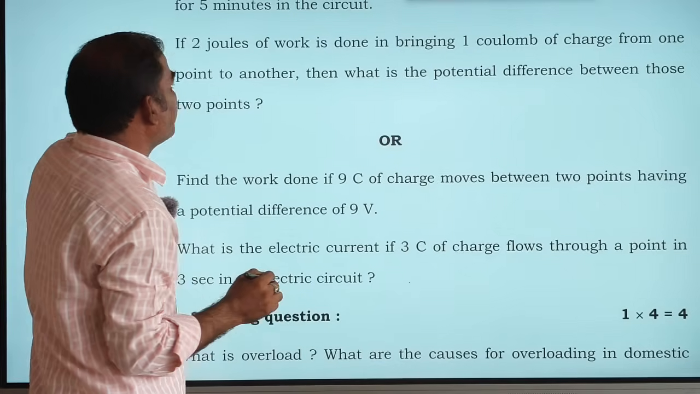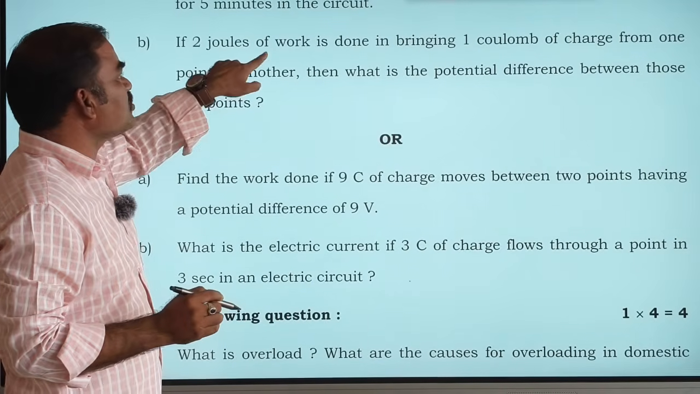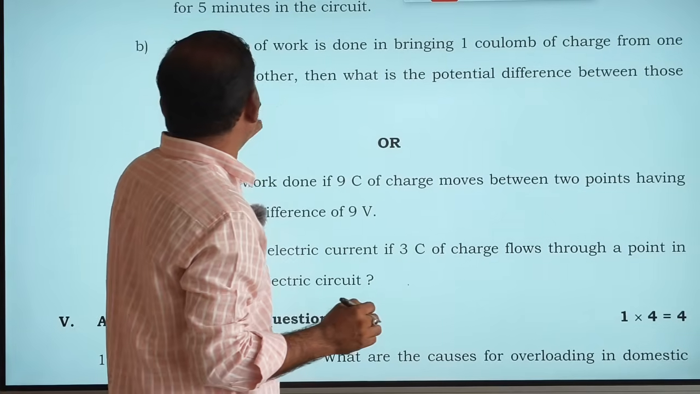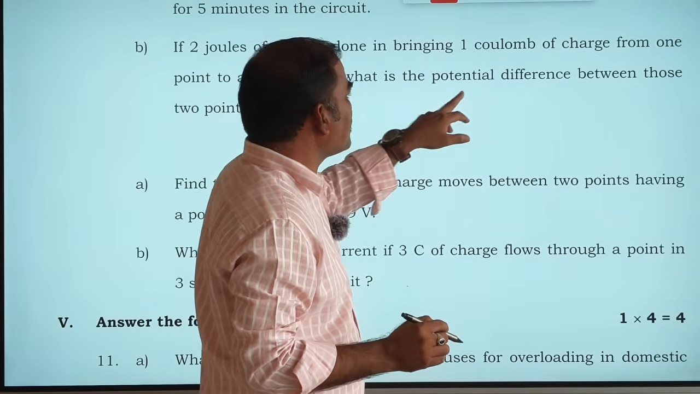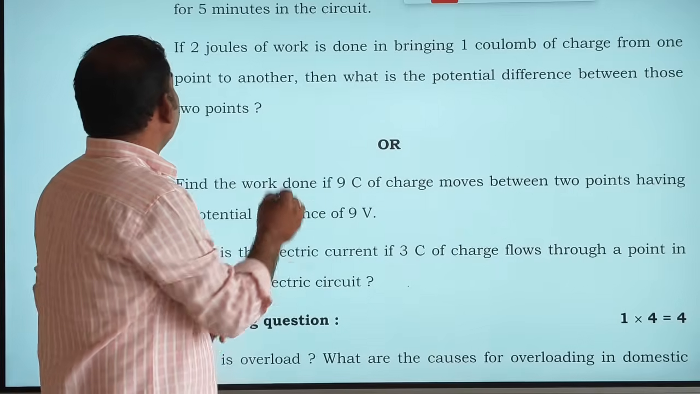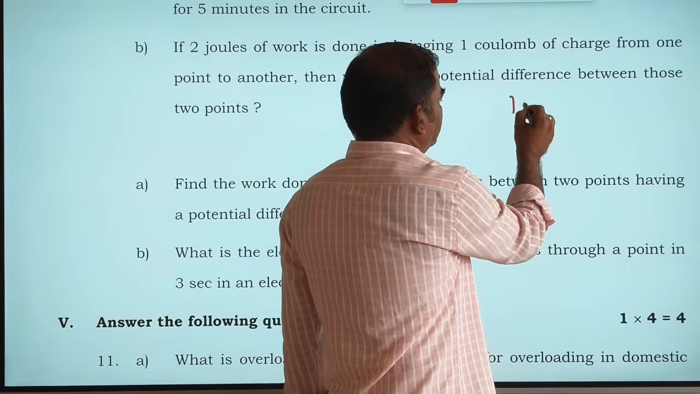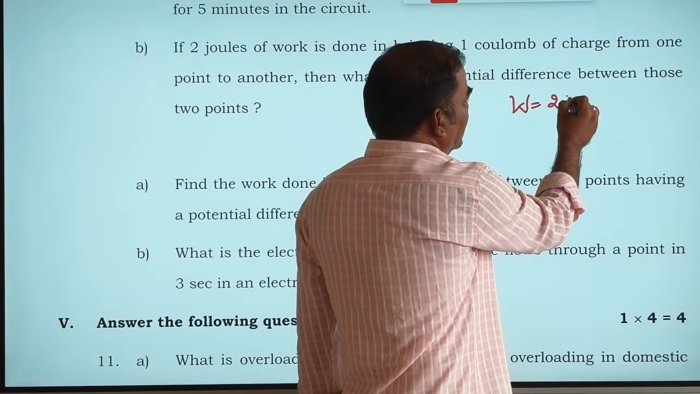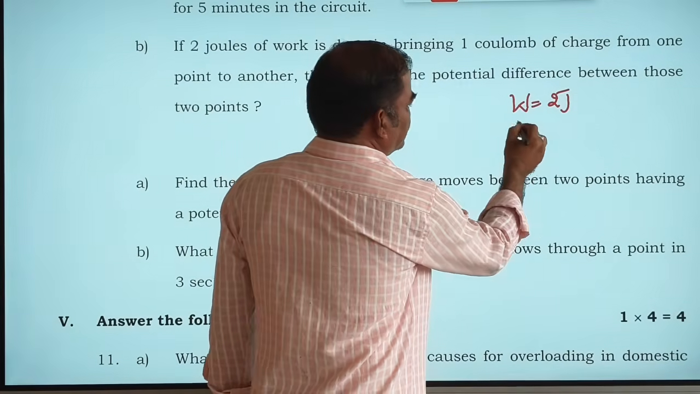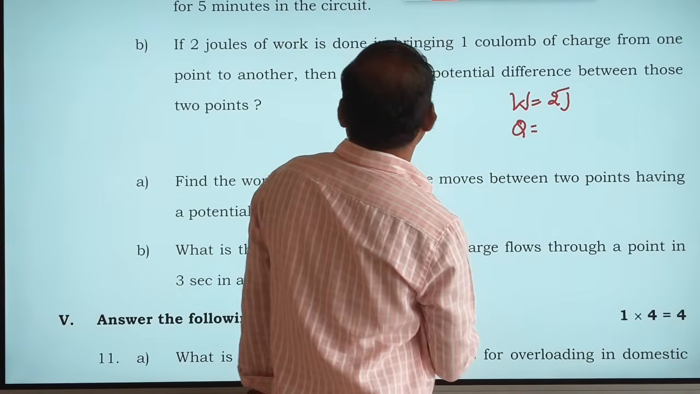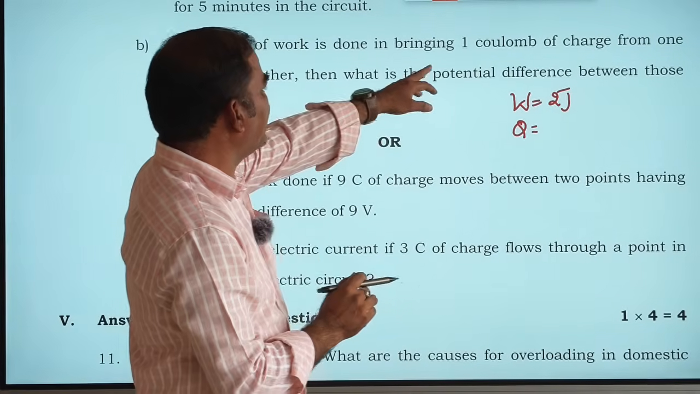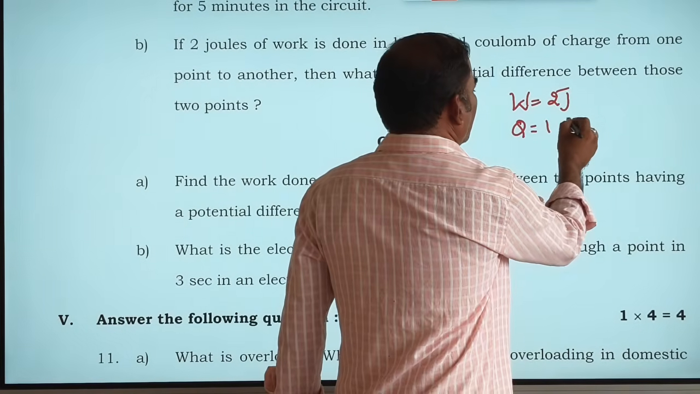Okay, we'll go for B question. If 2 joules of work is done in bringing 1 coulomb of charge from a point to another point, then what is the potential difference between these 2 points? Here W is given, 2 joules, and Q is given, 1 coulomb.